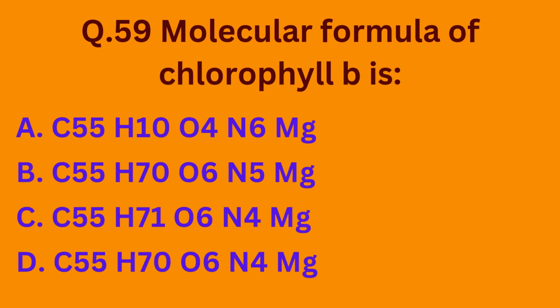Coming to next question. Molecular formula of chlorophyll B is option A C55H10O4N6 magnesium, option B C55H70O6N5 magnesium, option C C55H71O6N4 magnesium. Option D, C55H70O6N4 magnesium. So the correct option is option D.